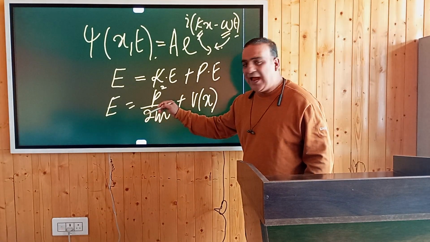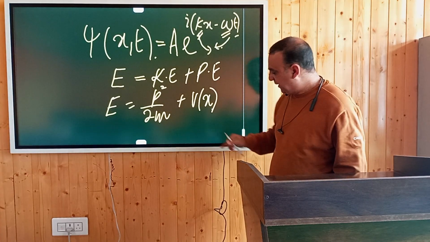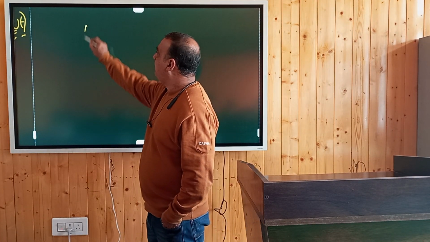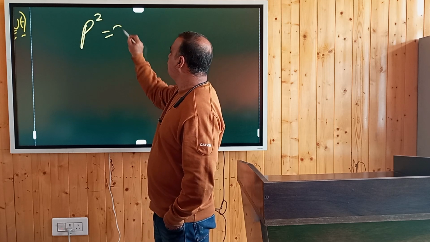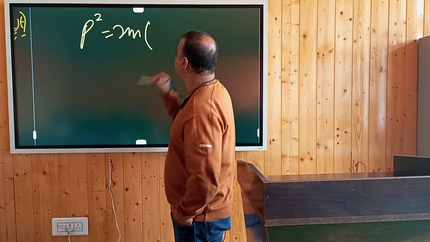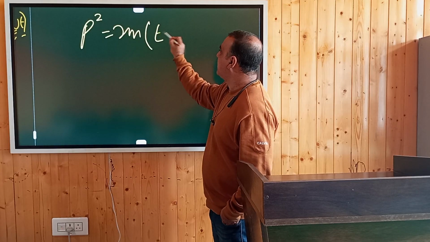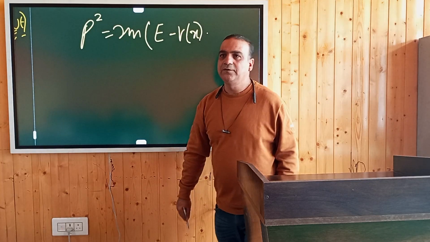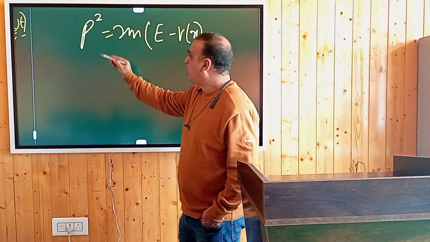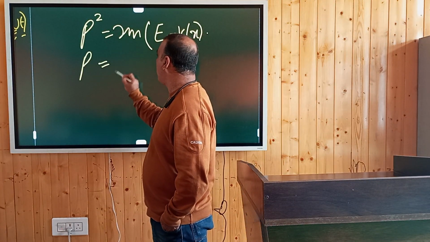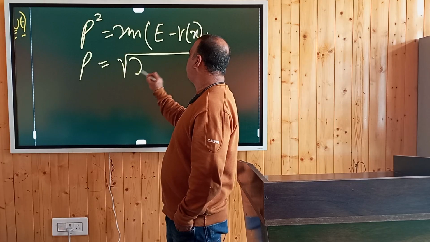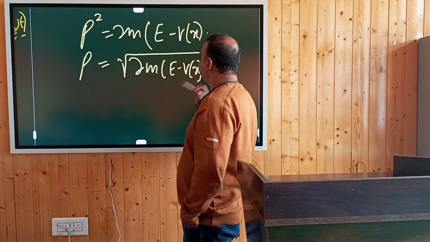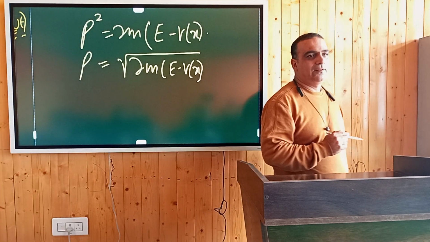So from here, I can calculate this p squared. What will that p squared be? p squared will be 2m times E minus V of x, right? And for p, you will have the square root of 2m times E minus V of x, right?